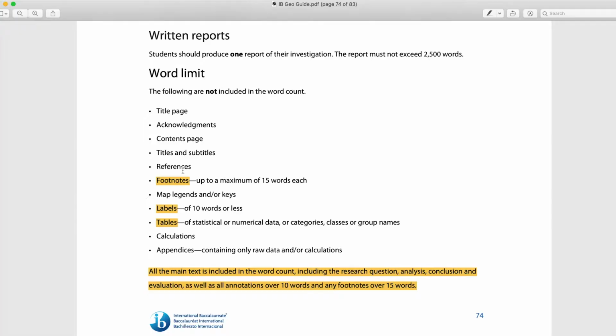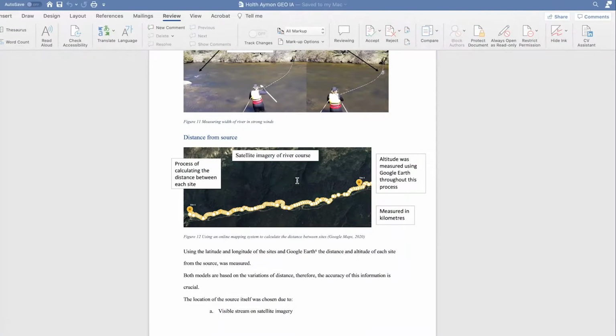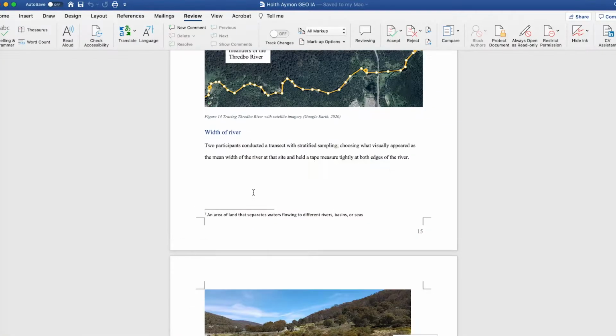Another thing, super important, footnotes. It even specifies up to a maximum of 15 words each. Now, if you look at my IA, I basically put footnotes on every single page so that I could put definitions or things that are just important or acronyms that I use throughout. Every time anything is relevant and can be condensed into 15 words, I'll show you in Maths IA as well, make that a footnote, super easy.